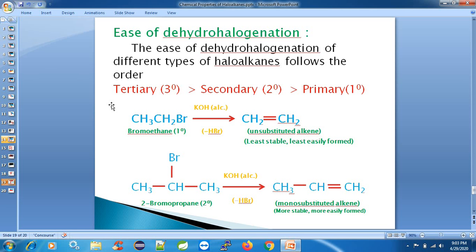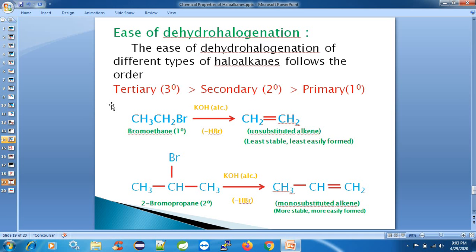You now see here bromoethane, which is a primary alkyl halide or primary haloalkane. After the removal of hydrogen bromide, ethene is produced. Ethene is produced, and this is an unsubstituted alkene. Because it is unsubstituted, it is the least stable and least easily formed.